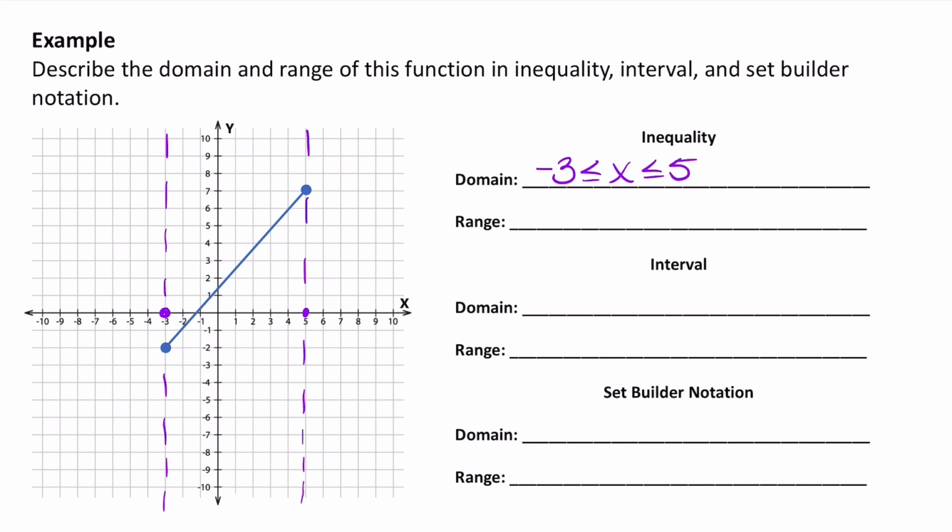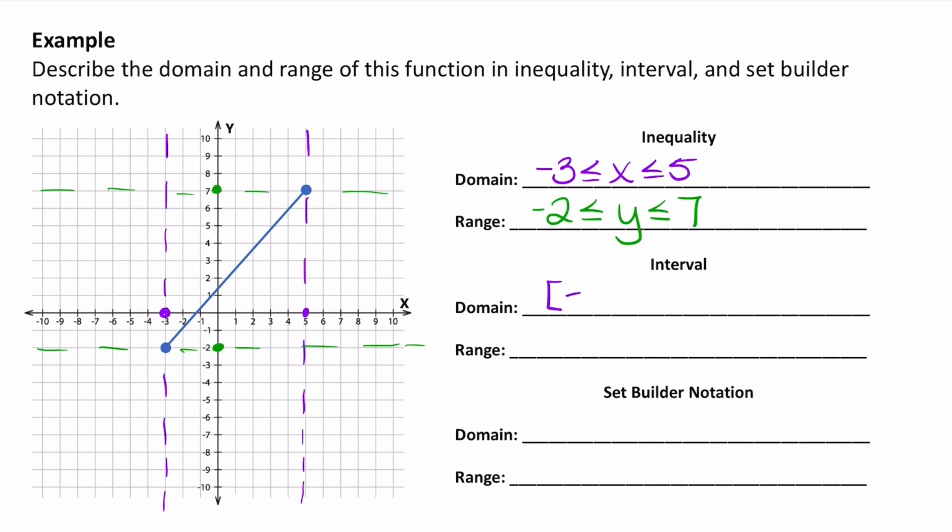Now the range is going to go lowest to highest. So the lowest point is here at -2, where I have a filled in circle. And the highest point is here at 7, where I have a filled in circle. So the range is going to go from -2, and that's less than or equal to y, to 7, which is also included. So remember, when I write these inequalities as intervals, I'm going to use square brackets because both of these endpoints are included.